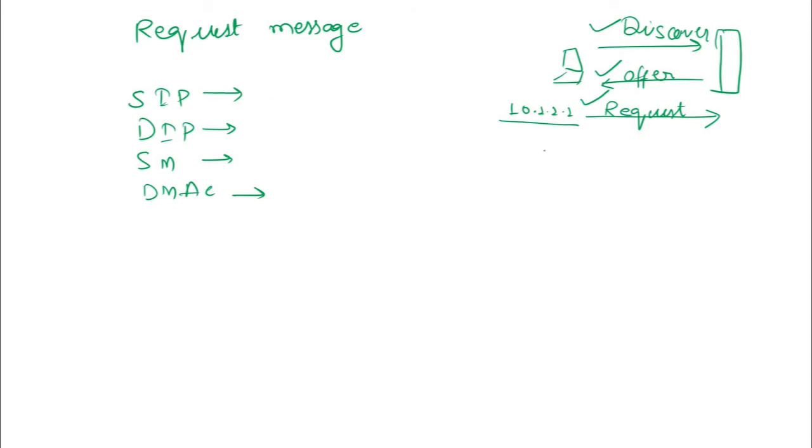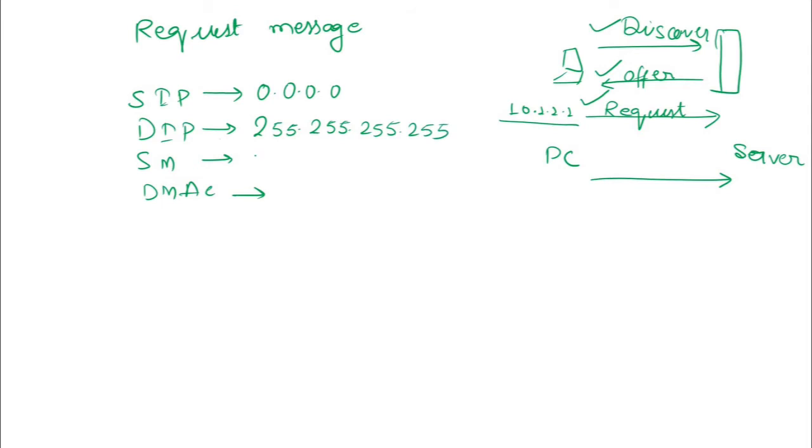So the request is going from the PC to server, right? Means the communication is happening from PC to server. So the source IP is still not sure, because the IP address assignment is not done yet, so it will use the IP address as 0.0.0.0. Destination IP address, again it will use 255.255.255.255, and the source MAC will be the MAC of the PC, and the destination MAC will be the MAC address of the server.